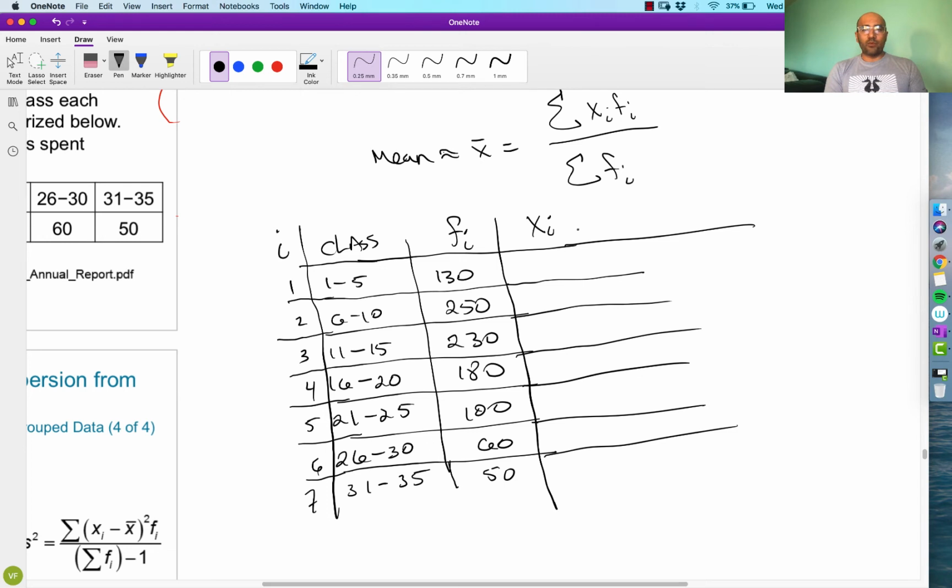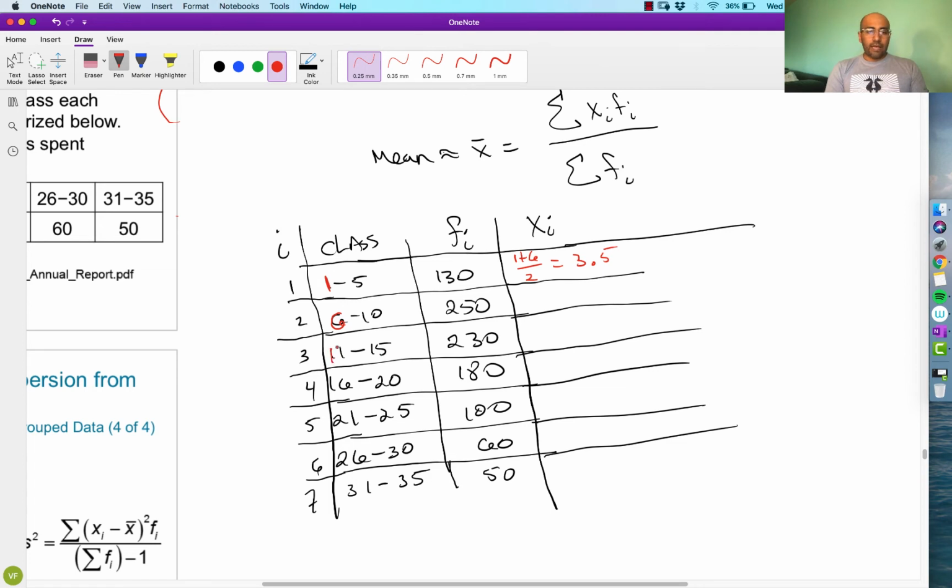X sub I values, which are the class midpoints. And so remember that the formula for the class midpoints is to focus on consecutive lower bound values. So add 1 plus 6, divide that by 2. That's going to be 7 divided by 2 is 3.5. So 3.5 is the middle value here. My best guess is that these people studied about 3.5 hours. Some of them studied a little less, some of them studied a little more, but 3.5 is a very good guess for these 130 people.